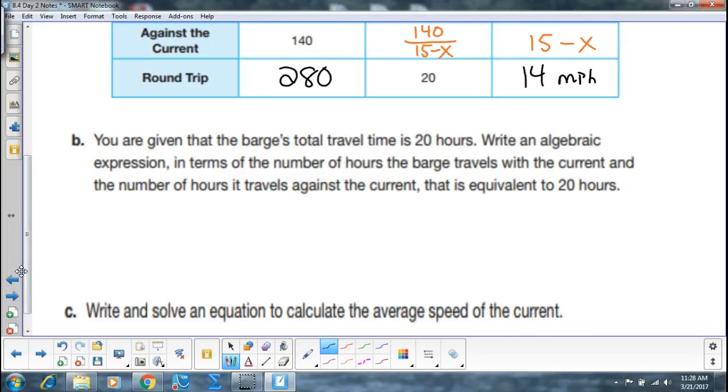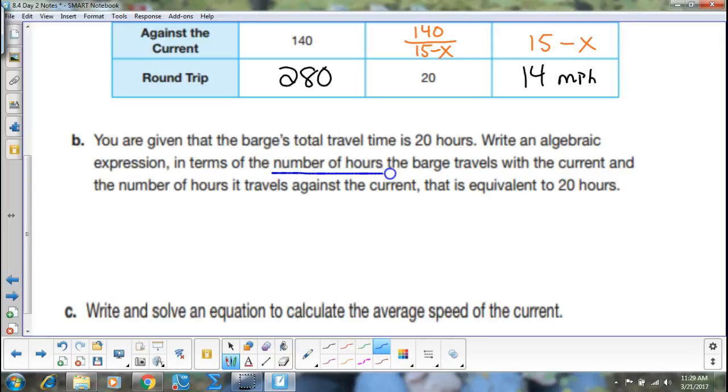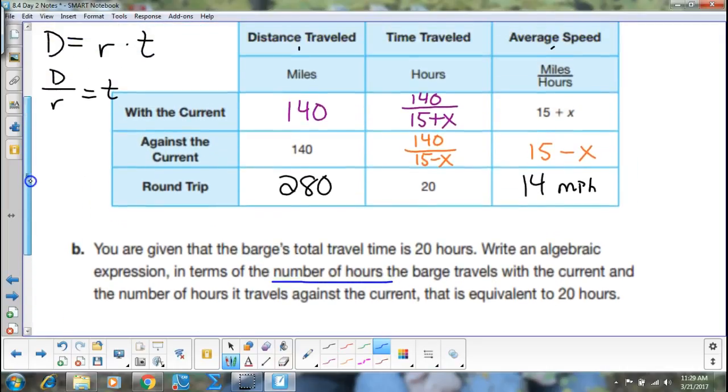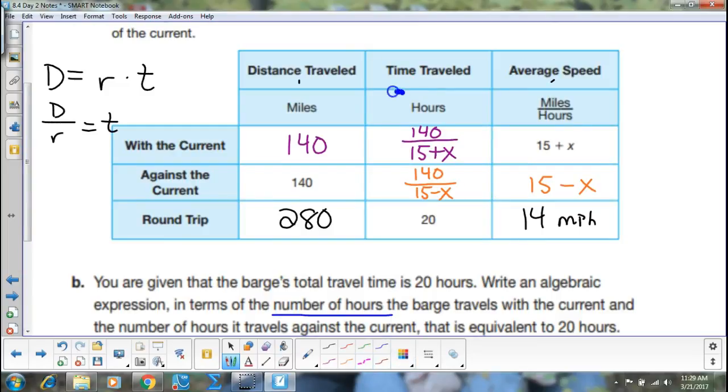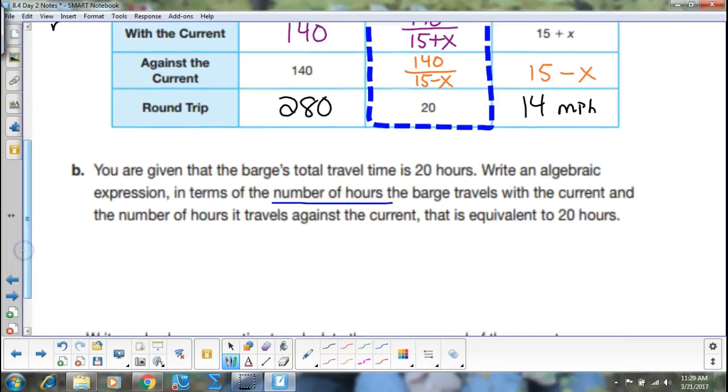So you are given that the barge travel time is 20 hours. Write an algebraic expression in terms of the number of hours. That's key right there. In terms of the number of hours, that tells me that I am going to be looking at this, because this is my number of hours right in here. So I'm going to make an algebraic expression out of that in terms of the number of hours that the barge travels with the current and the number of hours it travels against the current, that is equal to 20.